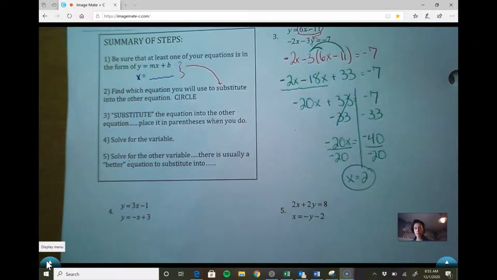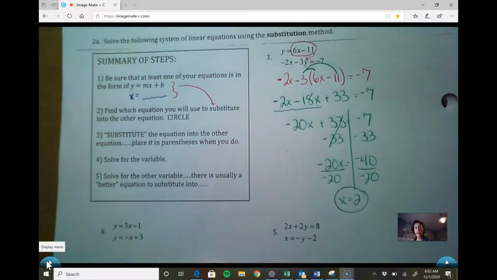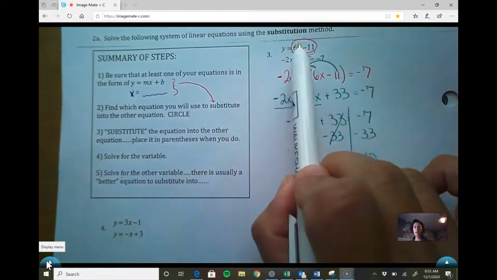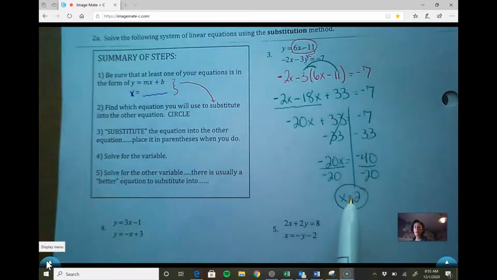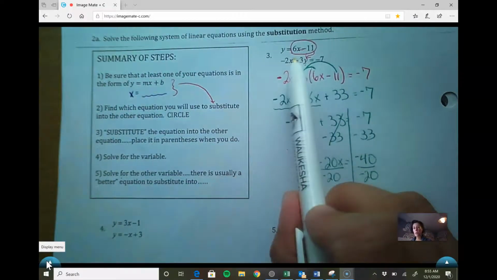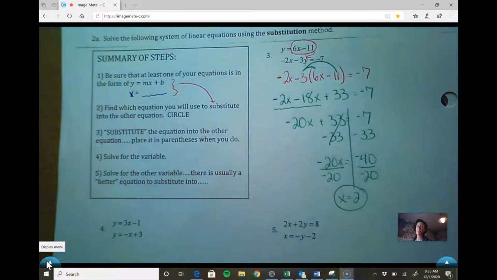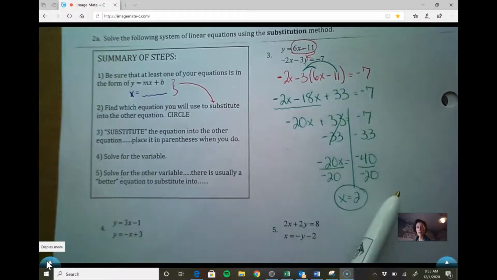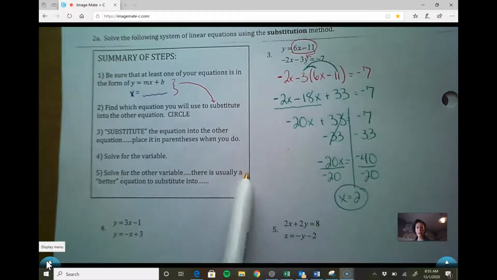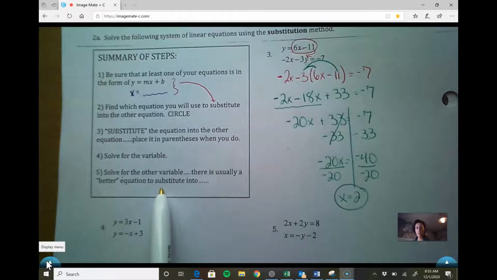So now that we've solved x, we have a second variable to solve for, because in both equations there's an x and y. So what I'm going to do is take this value for x and put it into one of my 2 original equations. It really doesn't matter which one to do that with, but there is a better one in the substitution method. So going back to our steps, we did solve for the variable, we solved for x. But now we're going to solve for the other variable, and there's usually, again, a better equation to substitute into.